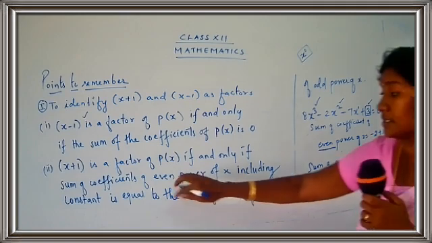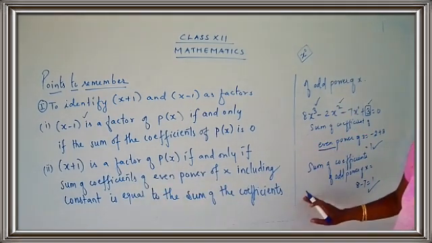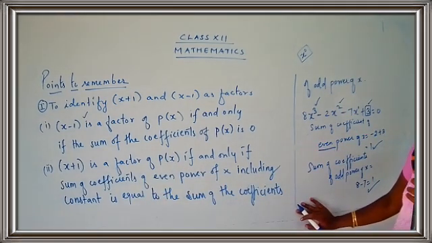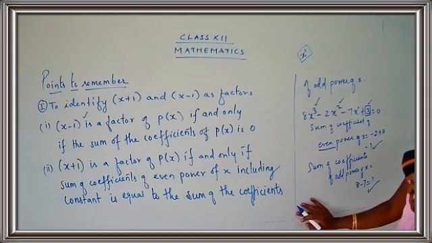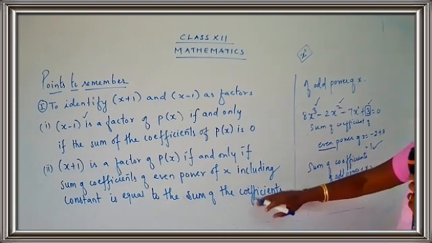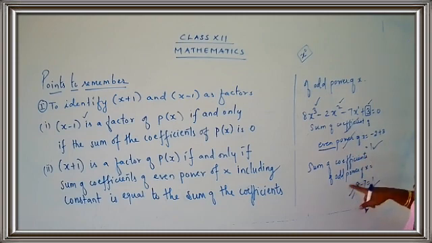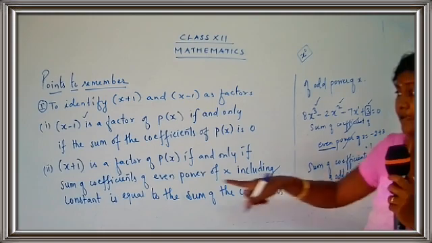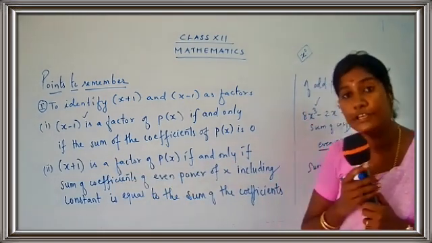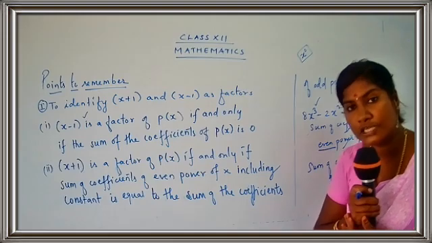So I got the answer 1 here and I got the answer 1 here. See here, what is the statement? X plus 1 is a factor of p(x) if and only if the sum of coefficients of even power of p(x) including constant is equal to the sum of the coefficients of odd power of x. That means the sum of coefficients of even power is equal to the odd power. So when you have such a case, you can say that x plus 1 is a factor of a given polynomial equation. Are you clear, children?